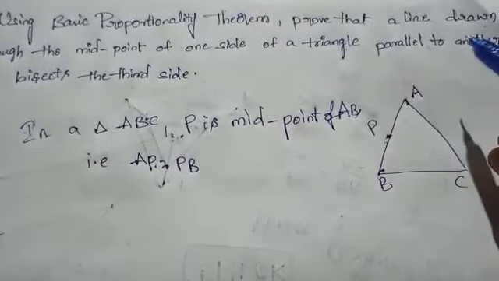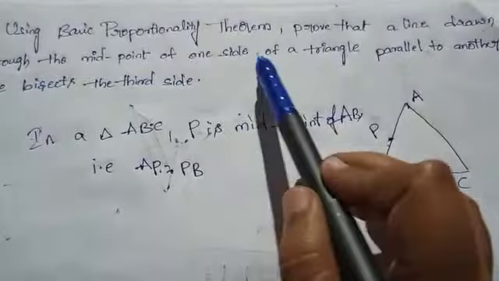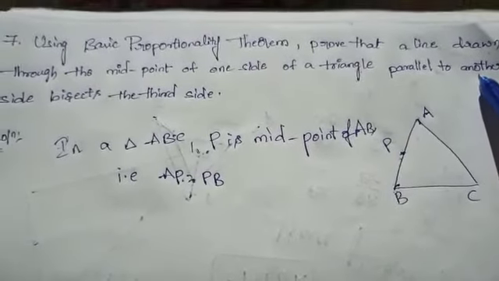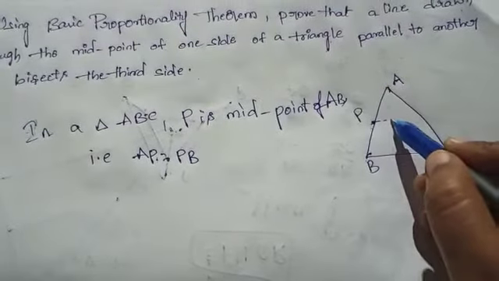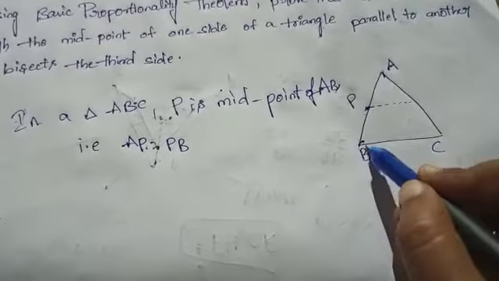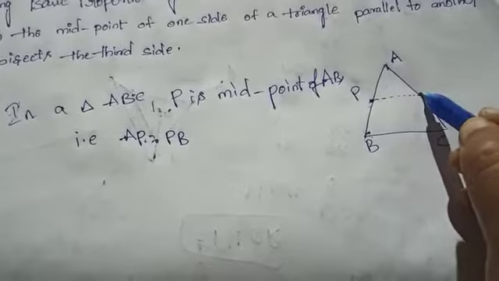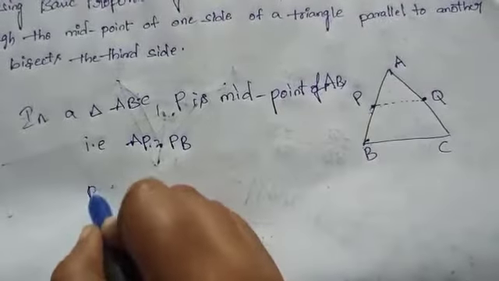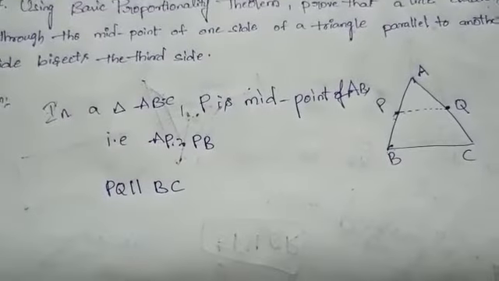Okay, and here given a line drawn through the midpoint of one side of the triangle parallel to another side. Draw a line. This line is parallel to another side. Okay, here this point is Q. Here PQ, given PQ is parallel to BC.